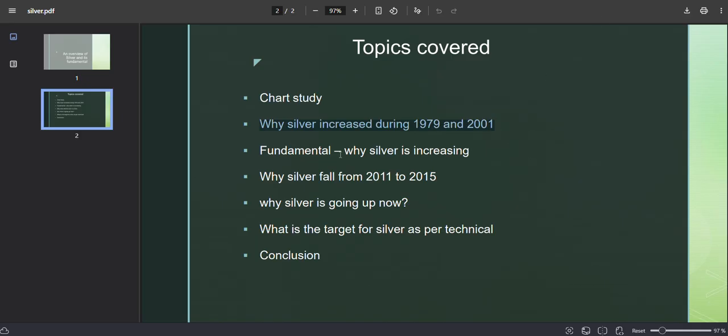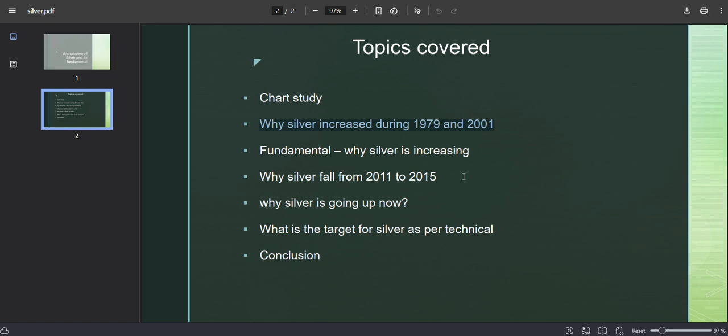Now we will see fundamentally why silver is increasing. We have seen multiple reasons now. Manipulation or scam, you leave it. Other than that, one is inflation. The second is any economic or financial impact. The third is industrial demand. If you are not able to meet industrial demand, there is scarcity, more demand and less supply, and in that case price can increase. So these are fundamentally the three reasons it can increase.